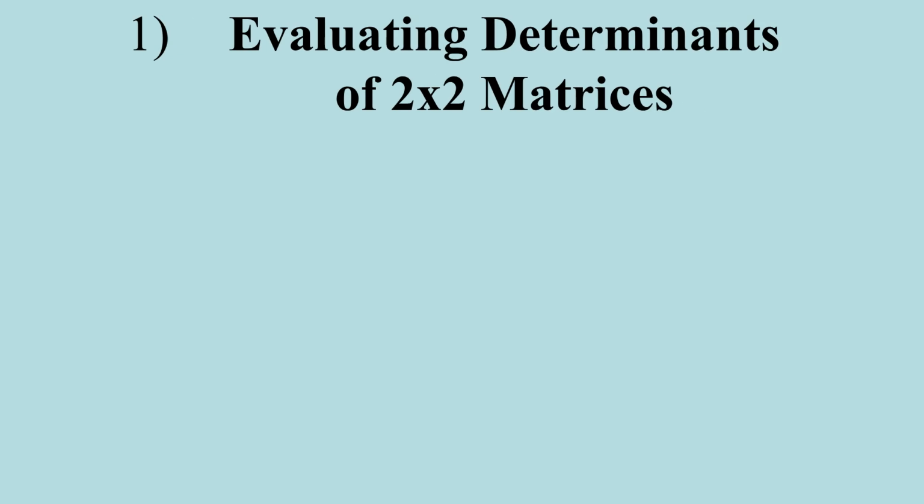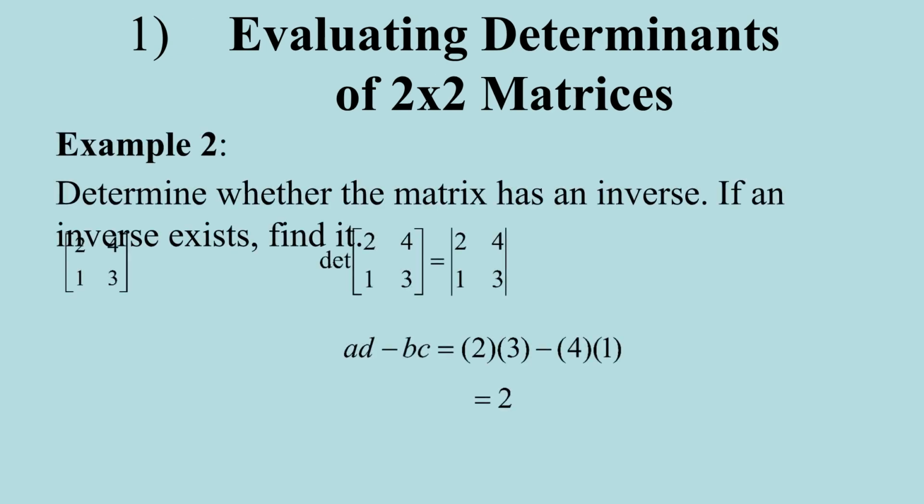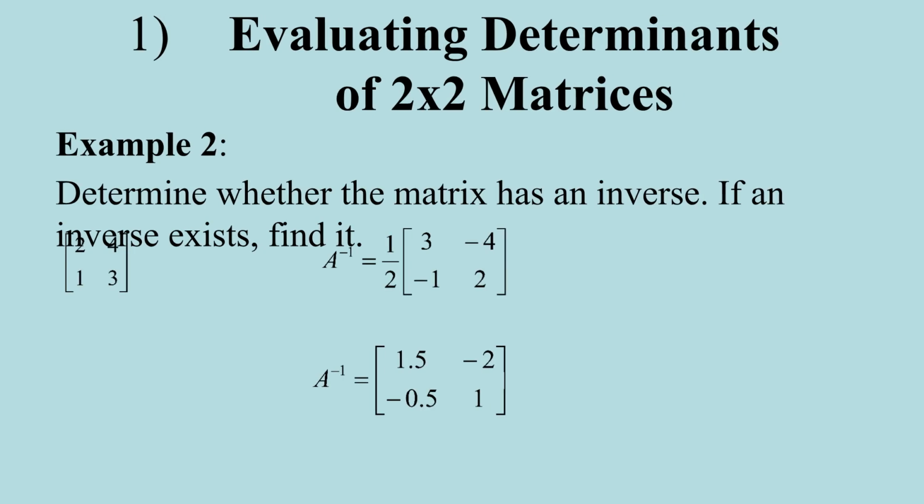Now, let's look at example 2. Determine whether the matrix N has an inverse. If an inverse exists, find it. Step 1. Find the determinant of matrix N. We calculate 2 times 10 minus 5 times 4. This equals 20 minus 20, resulting in a determinant of 0.